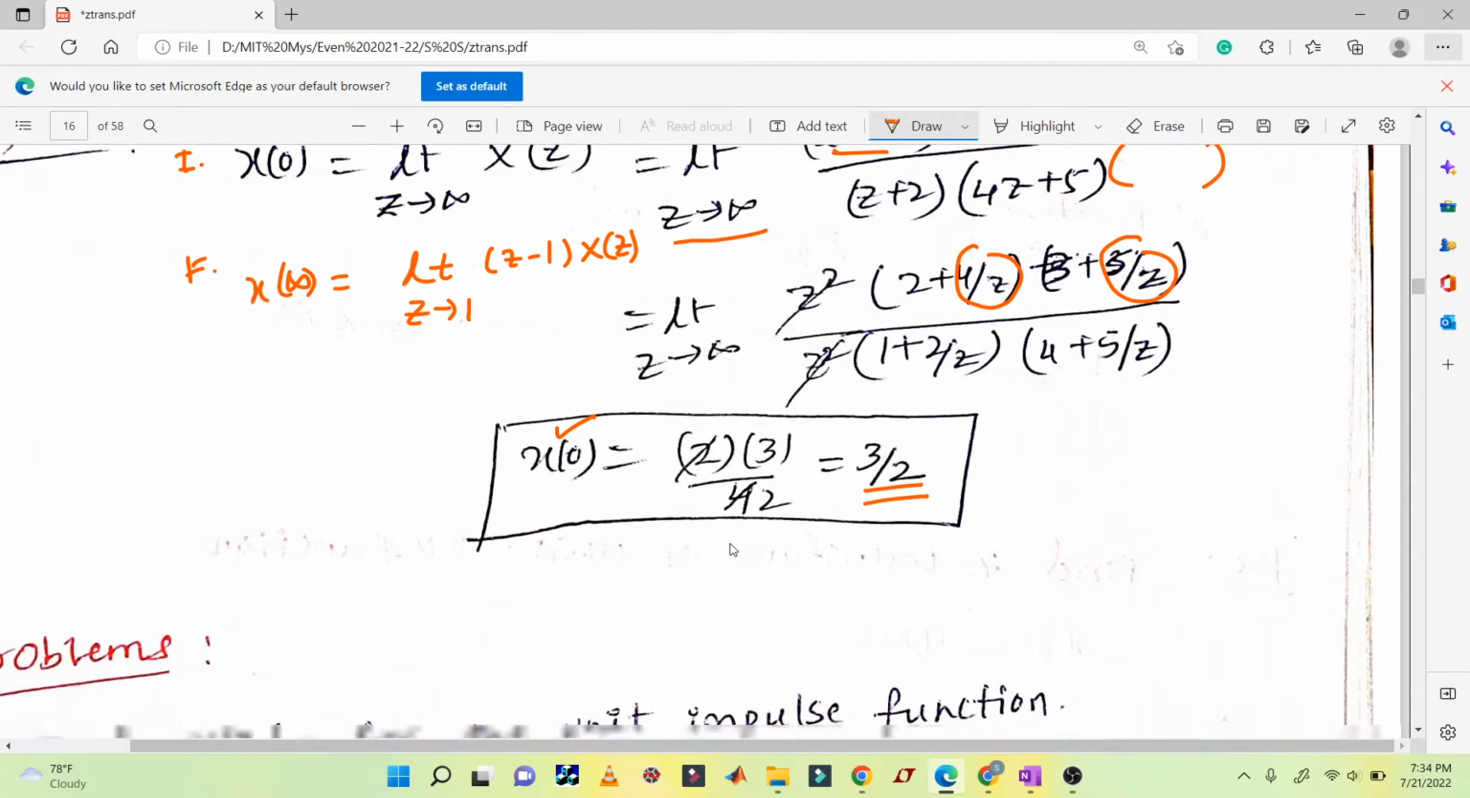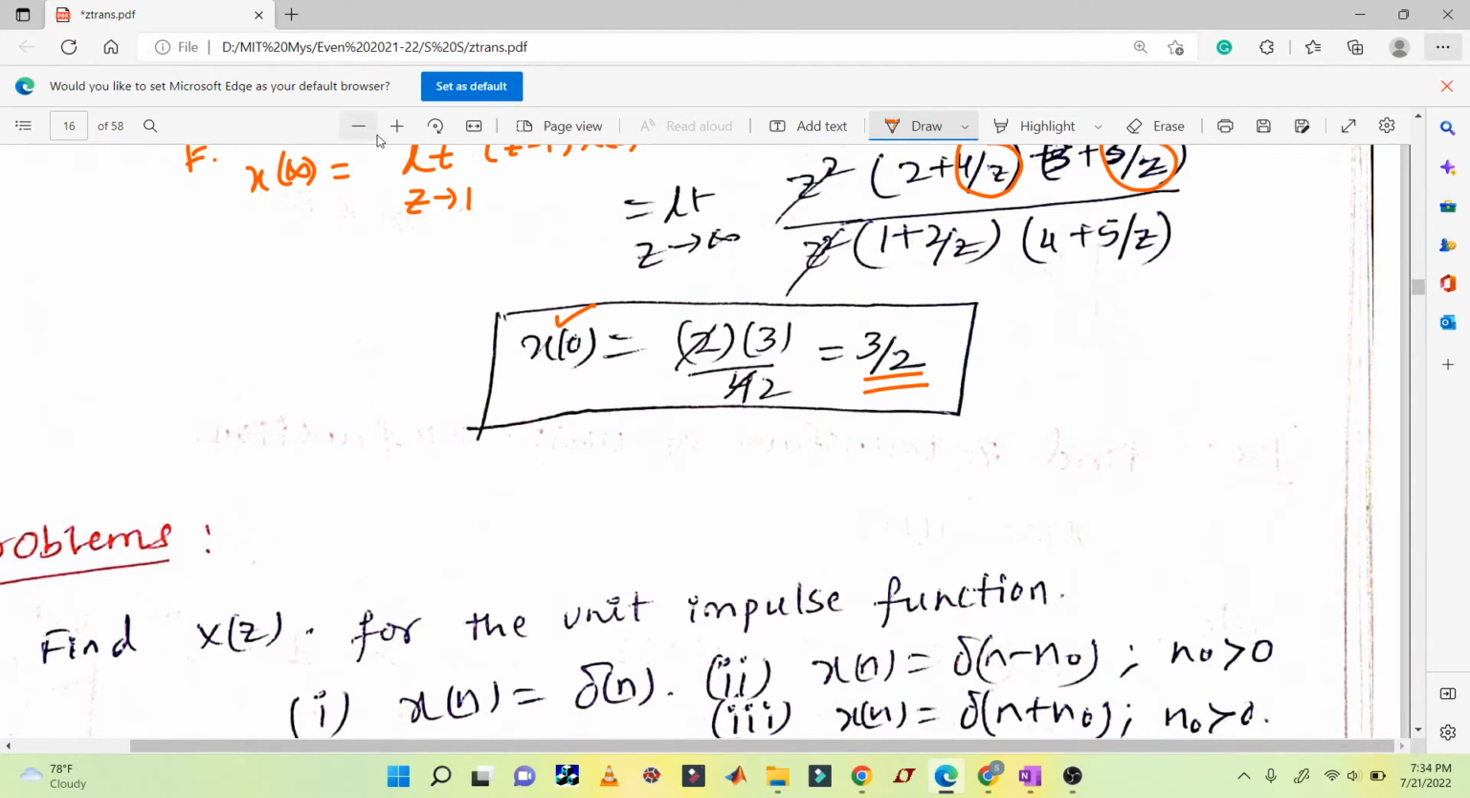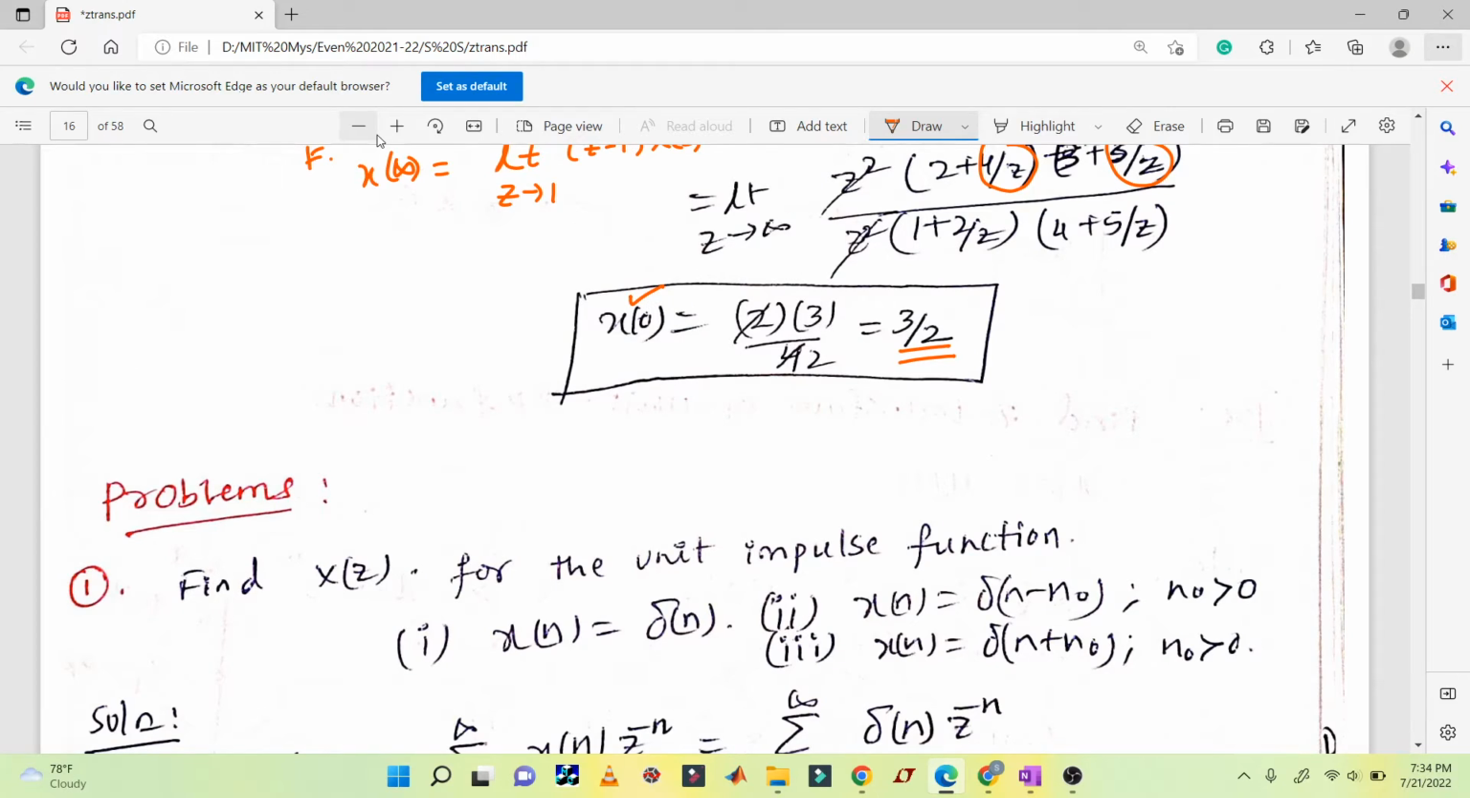Is that clear? Any doubts regarding this? We'll move on to the z transform problems now. Let me know if you have any doubts.